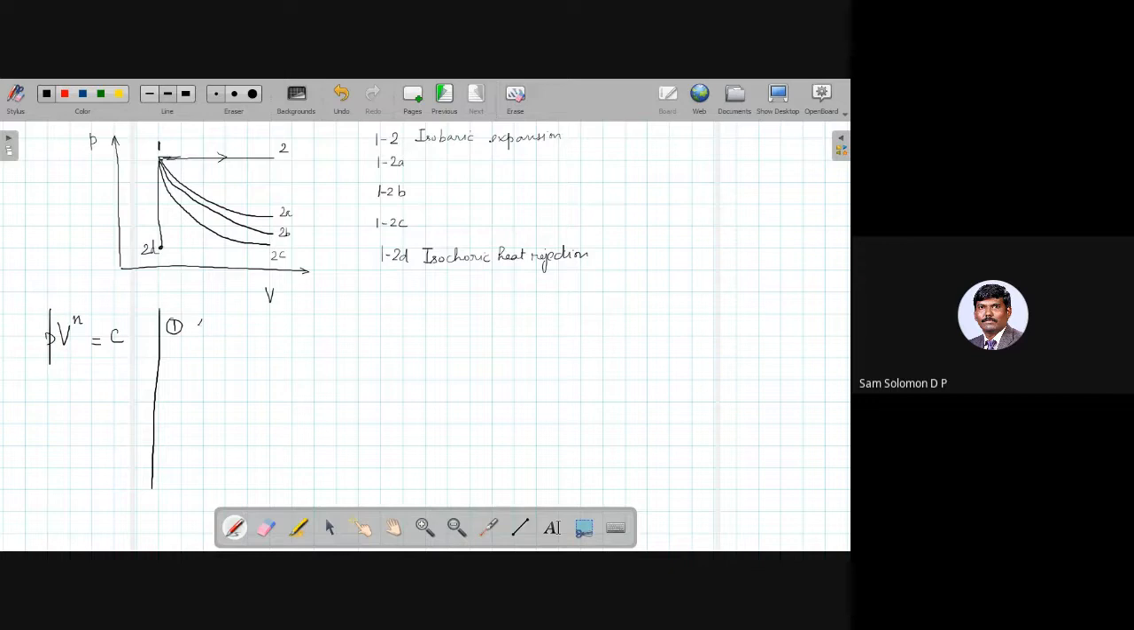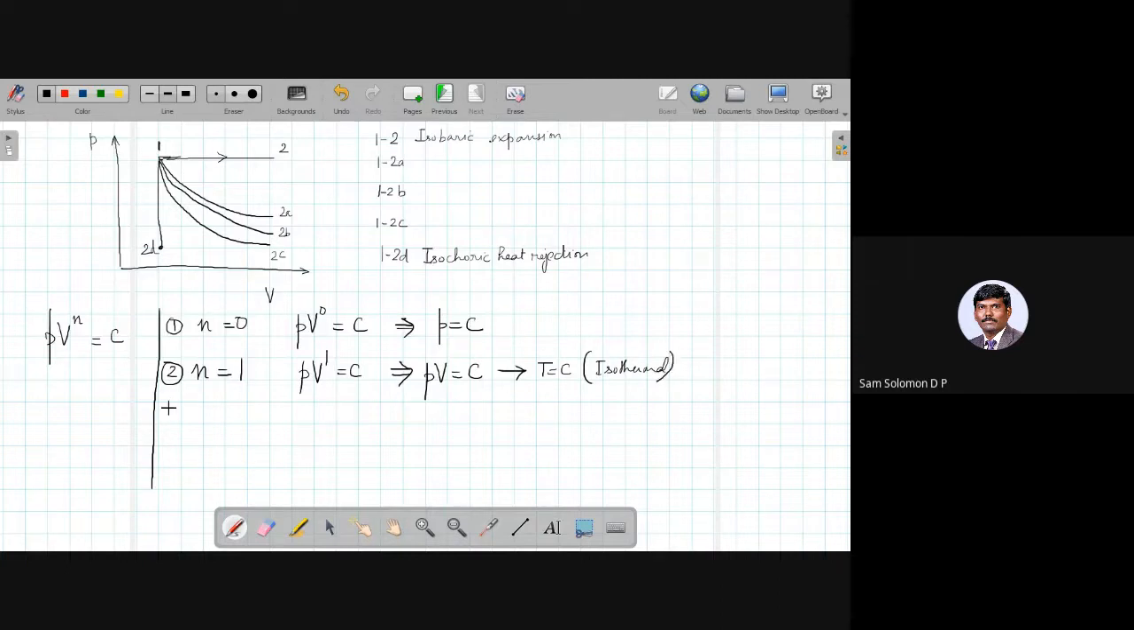When n is equal to 0, it is PV^0 equal to constant. Anything power 0 is 1, so this gives you pressure equal to constant. Let's take another case where n is equal to 1, where PV^1 equal to constant. V^1 is V, so that is PV equal to constant. We know that PV equal to constant represents temperature equal to constant, which means this is isothermal.